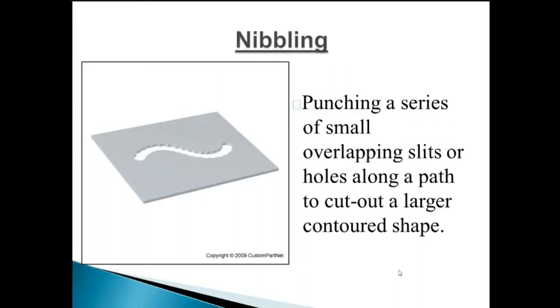Then the next one is the nobbling. The next operation is the nobbling operation. Punching a series of small overlapping slits or holes along a path to cut out a larger contoured shape. That means we have to do a series of operations, and with the help of that series of operations we get one particular shape. That is called the nobbling process.